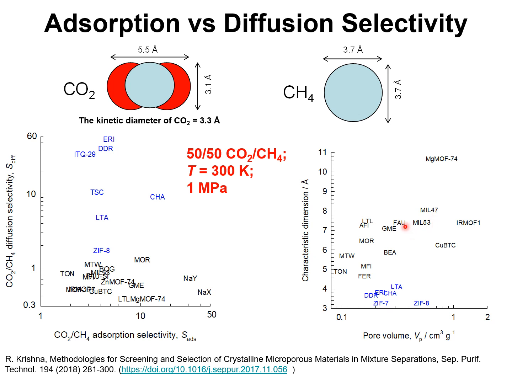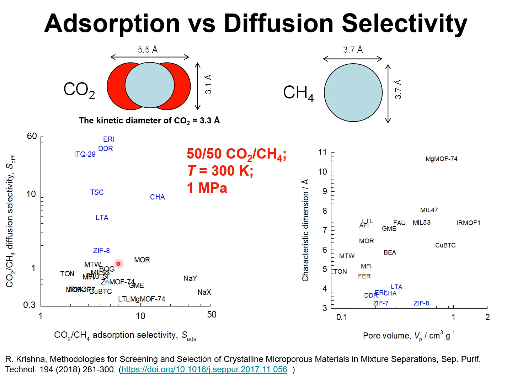The faujasite zeolites typically have a window size of 7.2 angstrom. Magnesium MOF 74 consists of hexagonal channels of 11 angstroms.